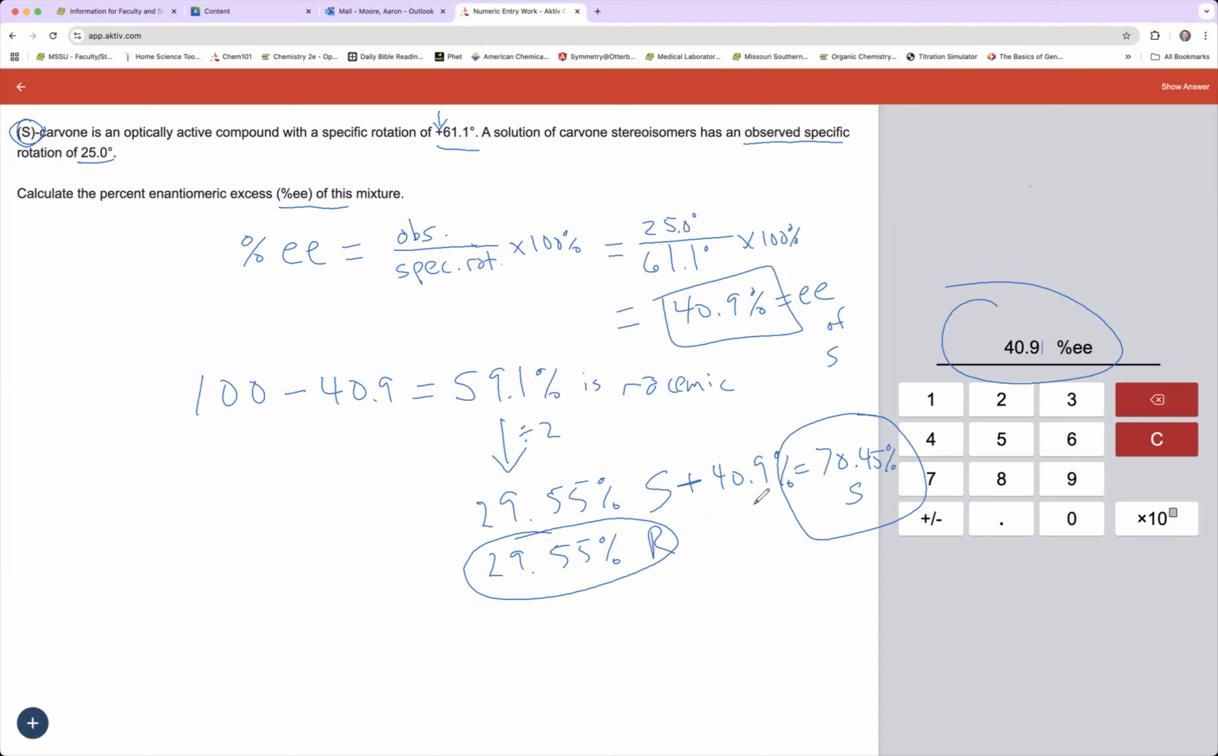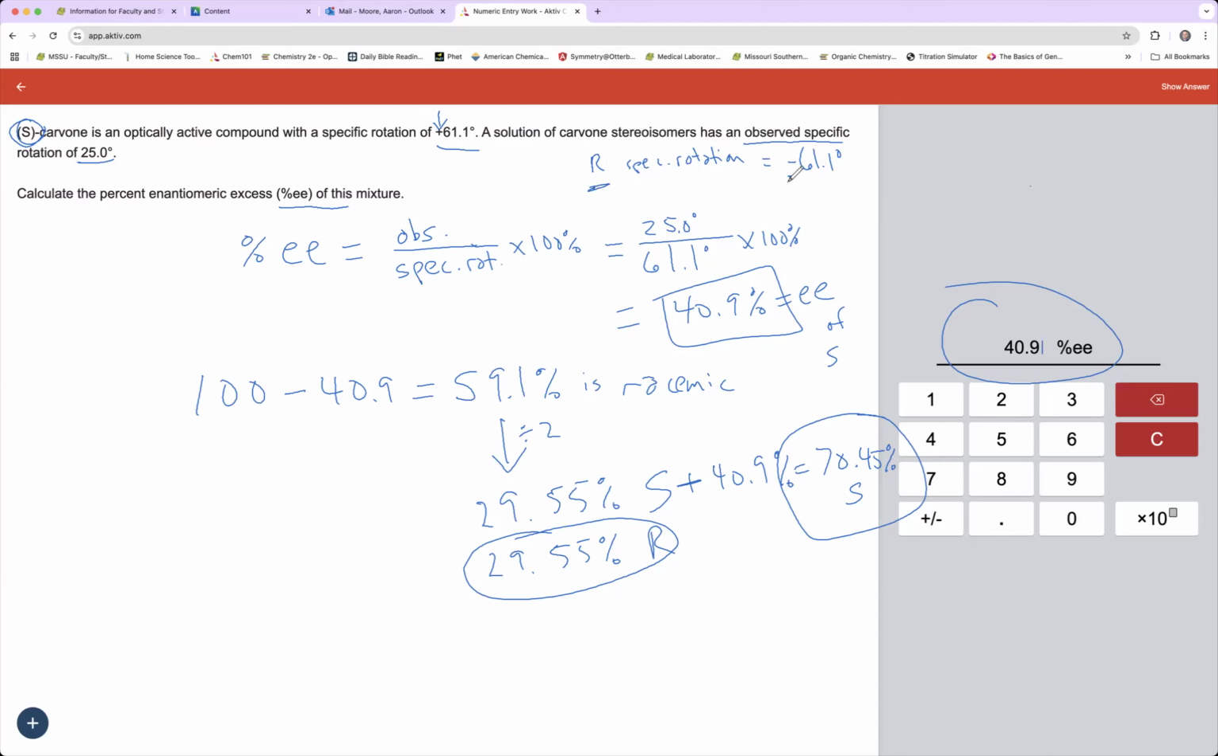Okay, come up with, use the observed rotation and the given specific rotation, including the sign on it. Okay, because what do you think the specific rotation for the R enantiomer would be? So the R enantiomer specific rotation, the table value, would be equal to a negative 61.1 degrees, okay? Because they have that property. If pure S is positive 61.1, pure R would be a negative 61.1.